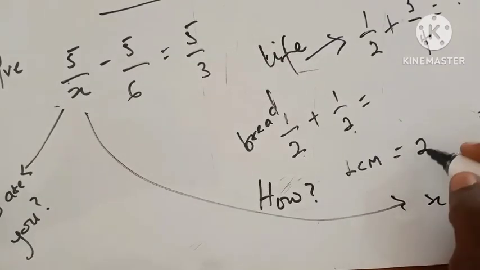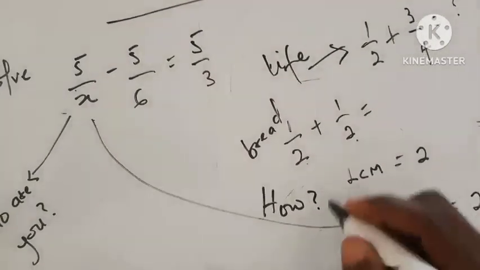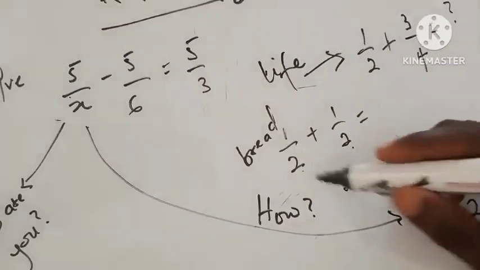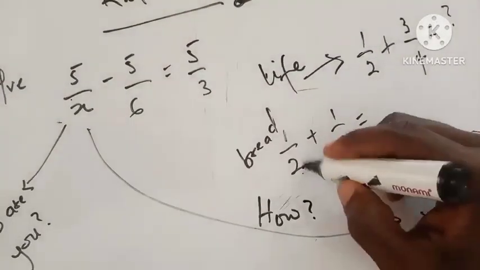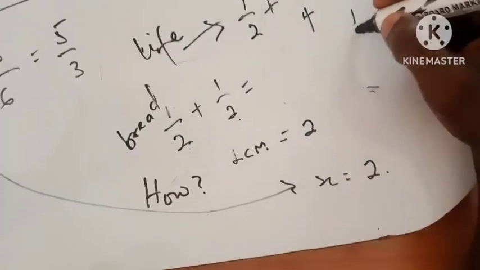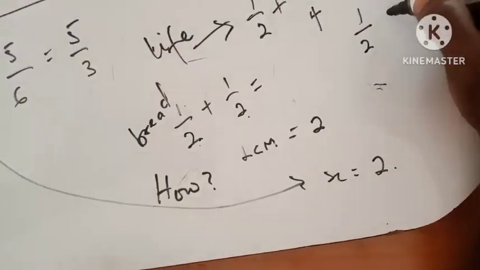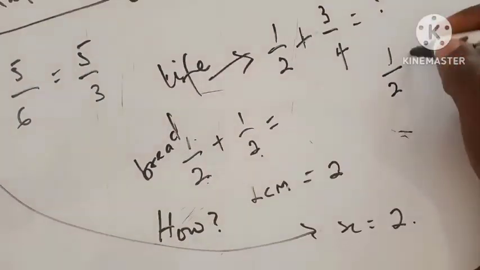If you don't know how I did it, I'll just comment how. Once I have my 2 here, I know that this 2 can be divided by these 2 to be 1, so let me do the calculation here for you. I believe most of you know how to do that, but why am I doing this here?